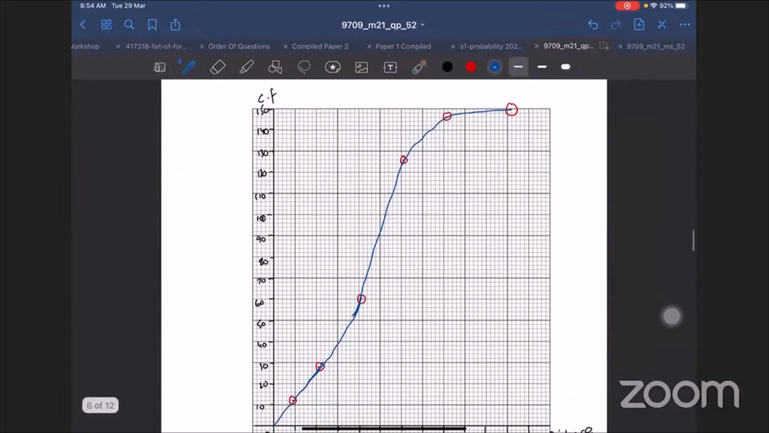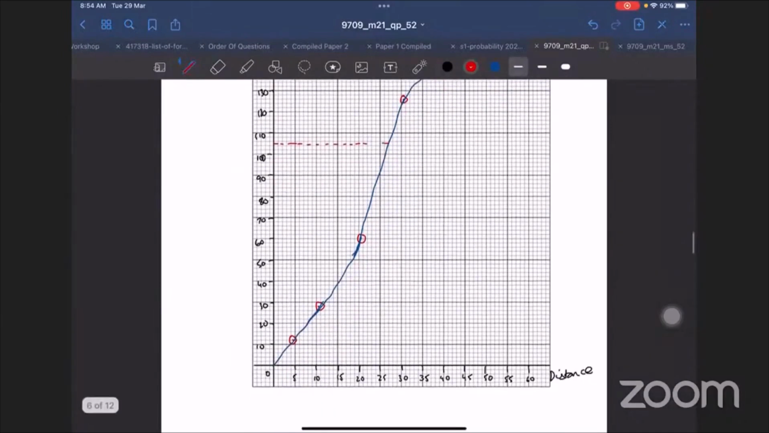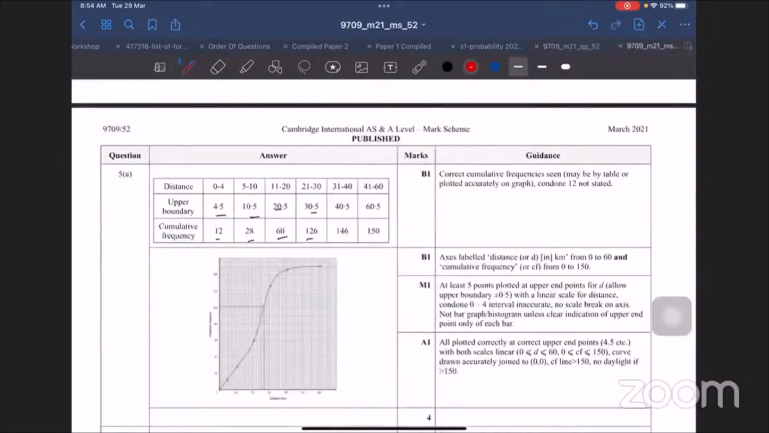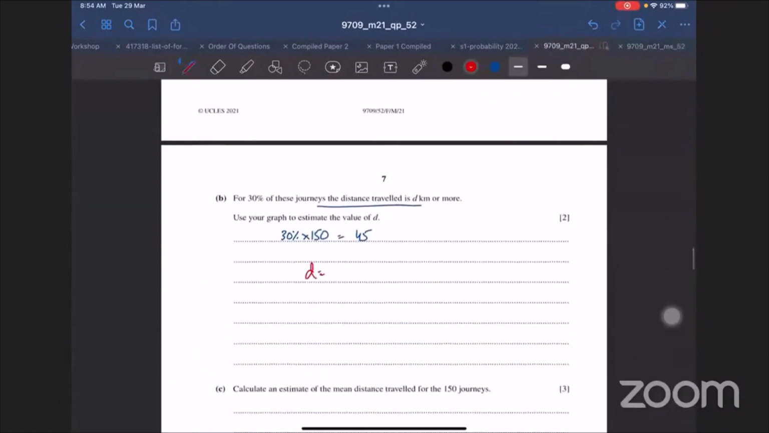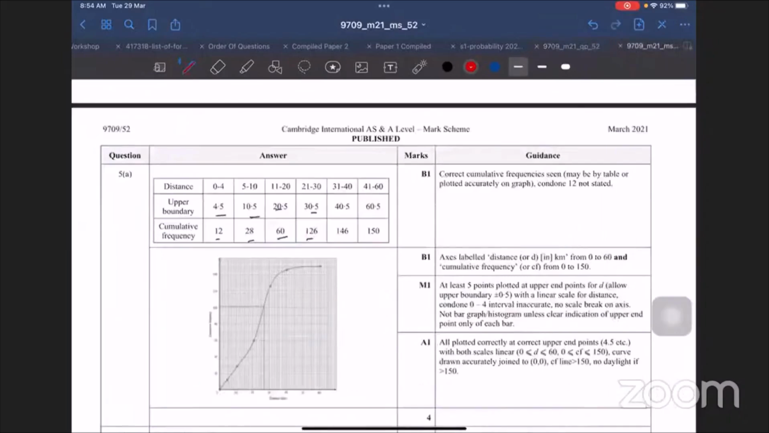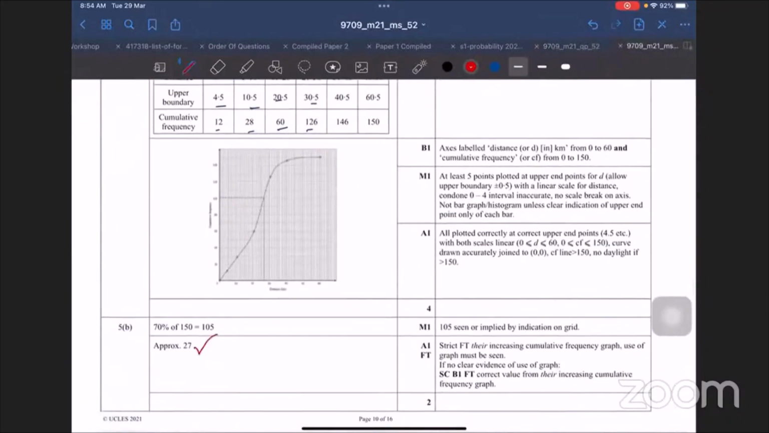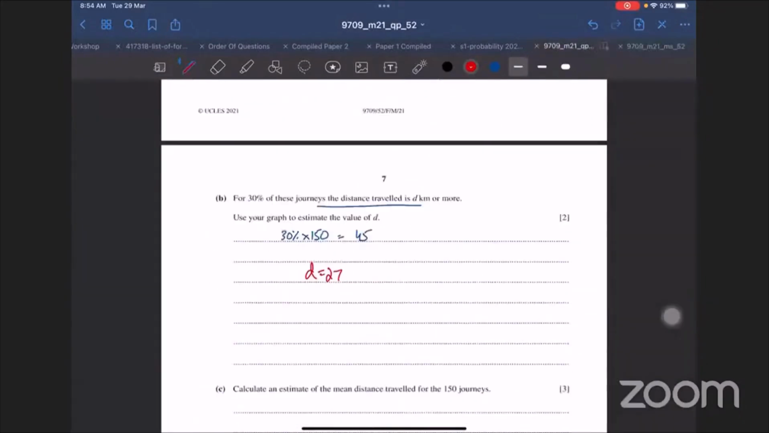So what I'm going to do is take my pencil and read 105 from here. And this turns out to be approximately 27. So d is therefore 27. Is that the correct answer? Approximately 27, which means my curve was also correct.